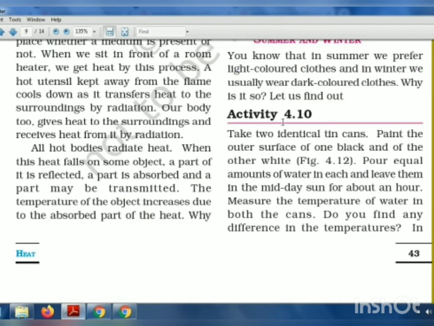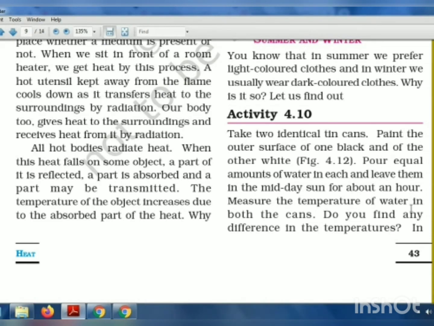So what you have to do is take two identical tin cans, paint the outer surface of one black and the other white. Pour equal amounts of water in each and leave them in the midday sun for about an hour. Okay, so you have to take two steel cans, paint one with black color and the other with white color, and pour water inside them. Equal amounts of water you have to pour and keep them in the sun for about an hour.